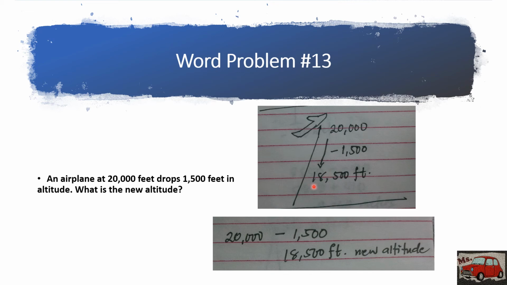So, the new altitude of the airplane is 18,500 feet. Okay? Bakit positive? Kasi nandun pa rin naman siya sa himpapawid. Nasa taas pa rin naman siya. Okay? So, if we do the operation, the keyword there is drops. So, bumaba. So, the operation that we will use is subtraction. So, we have now 20,000 minus 1,500. So, the answer is 18,500 feet. So, that is the new altitude of the airplane.